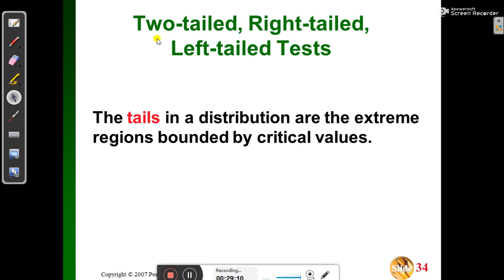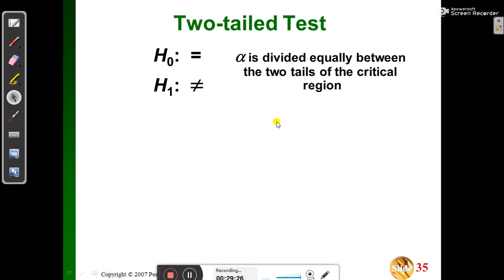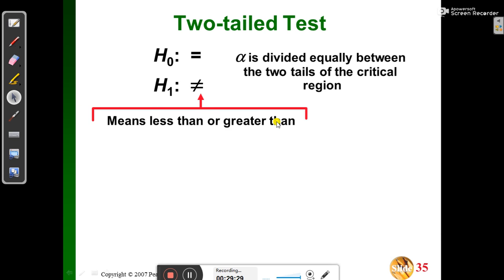There are two ways to find the critical region and significance level. The tails in the distribution are the extreme regions bounded by critical values. There are two tails, or right-tailed or left-tailed tests. Again, here you can see for H not equal, alpha is divided equally between the two tails of the critical region.